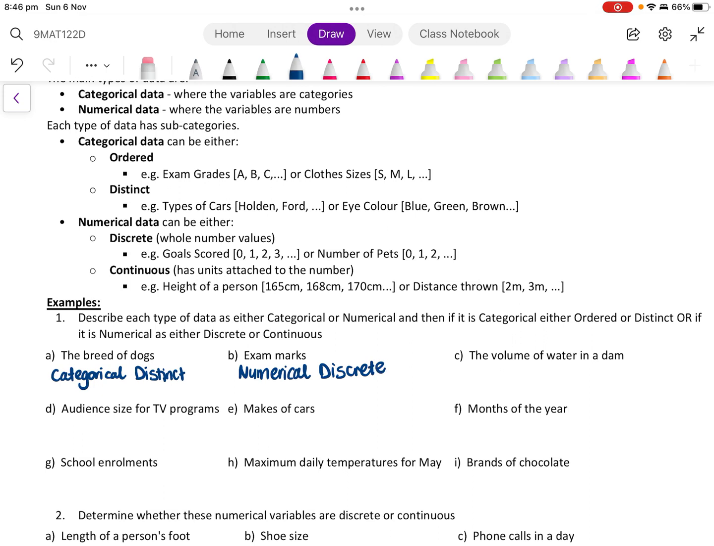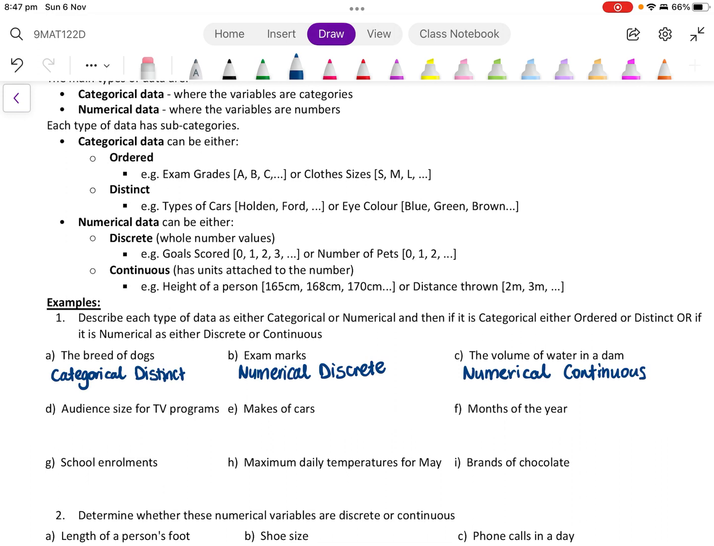The volume of water in a dam. Do we get a numerical answer or a categorical answer? We get a numerical answer for this, as we're going to get a number answer for what is the volume of water in a dam. And it is continuous because we have units attached when we are measuring volume.